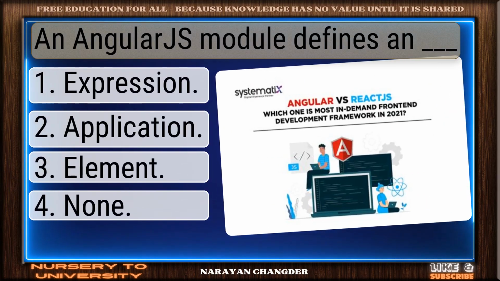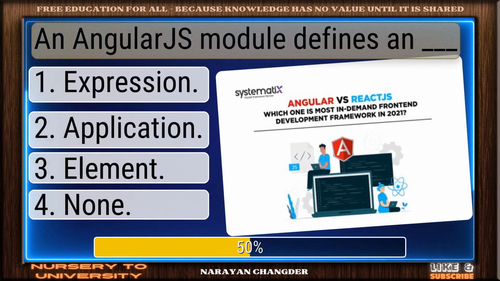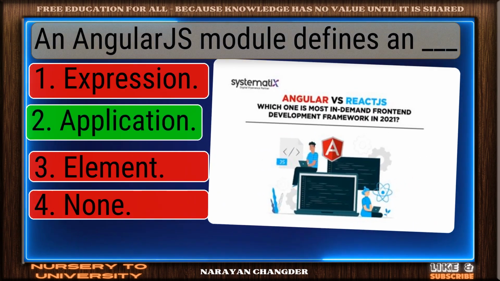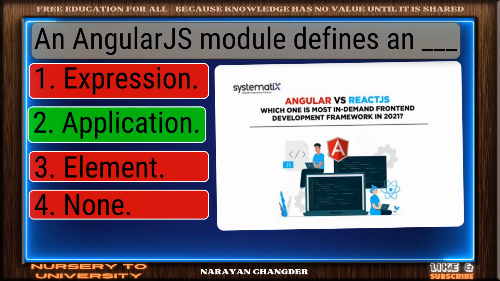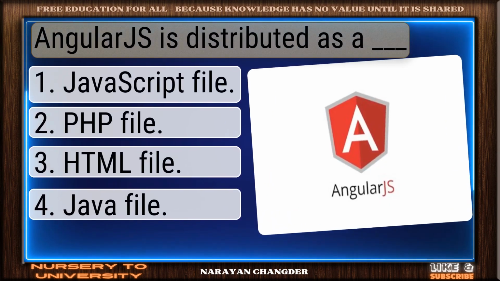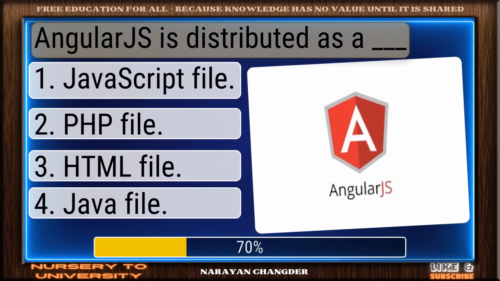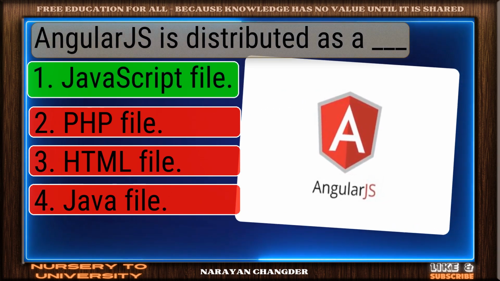Question number 43. An Angularjs module defines an dash. Clear logic. Your choice, application, is sound and 100% true. Question number 44. Angularjs is distributed as a dash. Smart move. JavaScript file is an accurate answer.